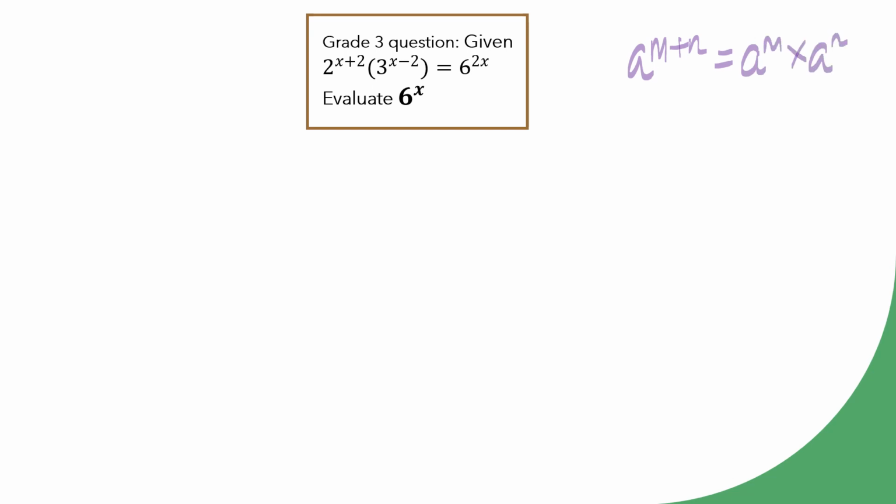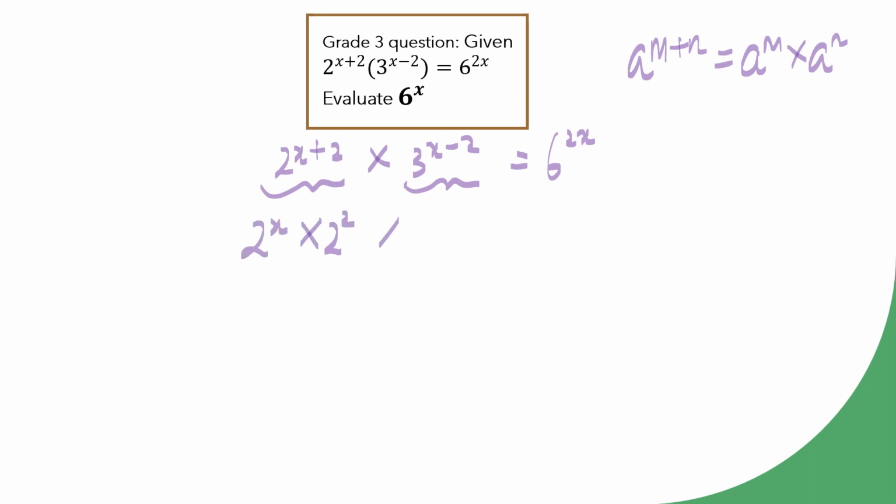Right. So likewise, we're going to use this rule again. How are we going to use it? We're going to use it to break this guy up, also break this guy up, and this one we're just going to leave alone. So this one will give you 2 to the power x times 2 to the power of 2 times 3 to the power x times 3 to the power negative 2.